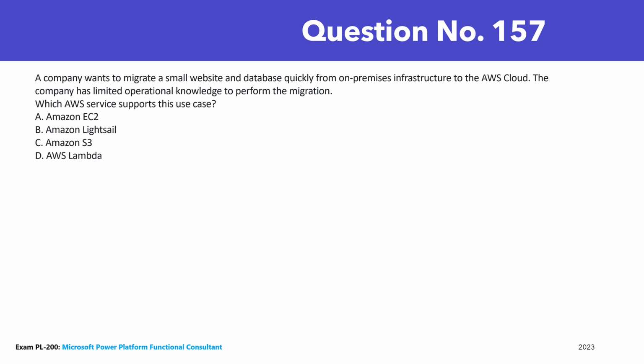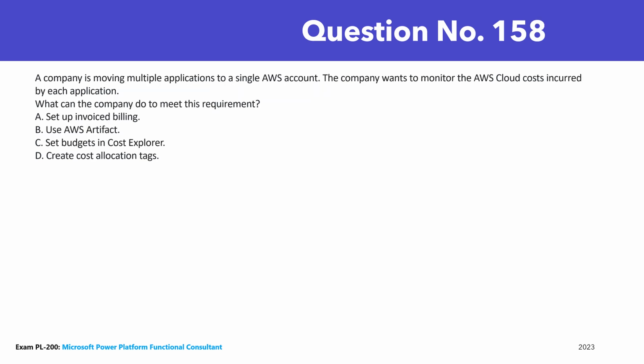A company wants to migrate a small website and database quickly from on-premises infrastructure to the AWS Cloud. The company has limited operational knowledge to perform the migration. Which AWS service supports this use case? A. Amazon EC2. B. Amazon Lightsail. C. Amazon S3. D. AWS Lambda. Correct answer, C.